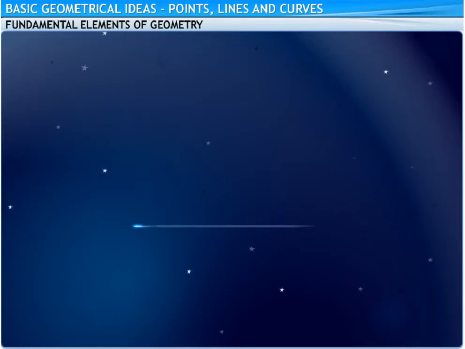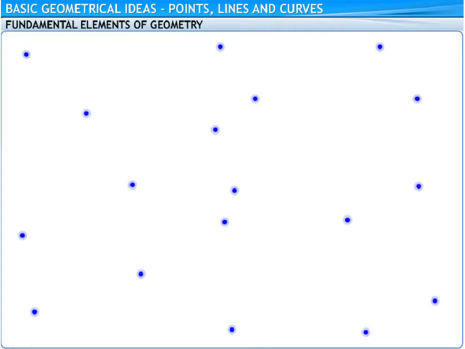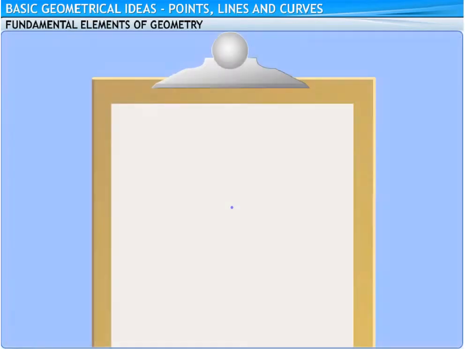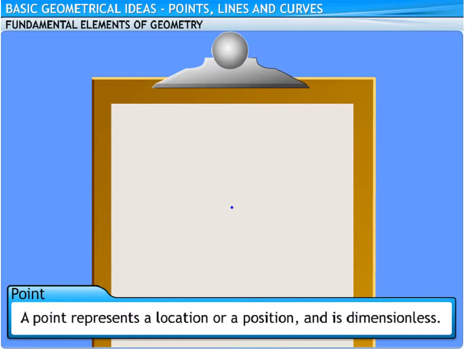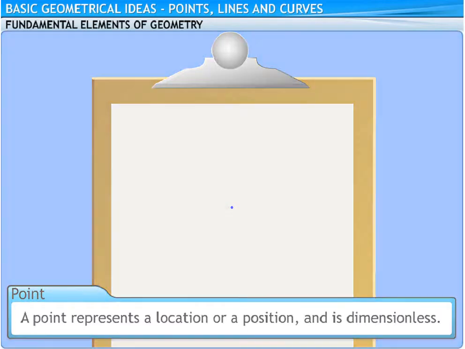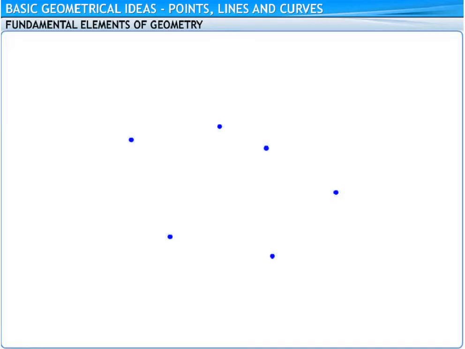Look at the beautiful sky. The stars look like dots. In geometry, dots are used to represent points. A point is used to represent a specific location or a position. A point does not have any size or dimension, which means it has no length, breadth, or width. Points are denoted by single capital letters of the English alphabet.